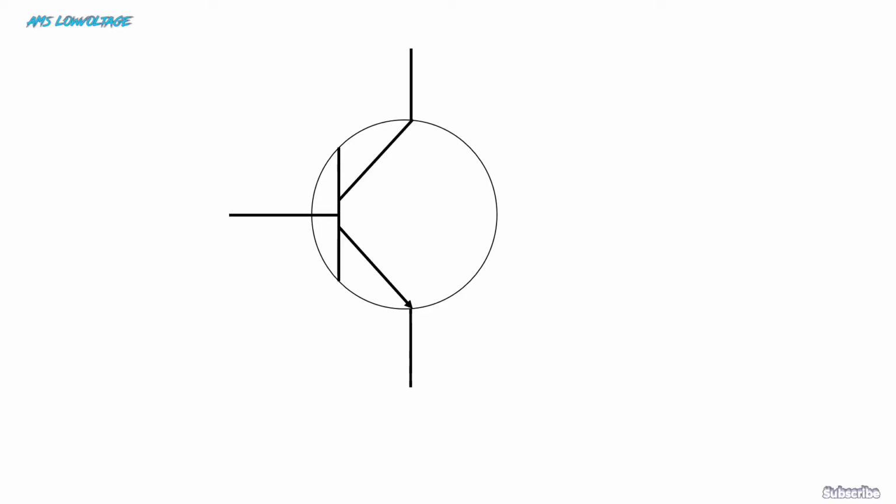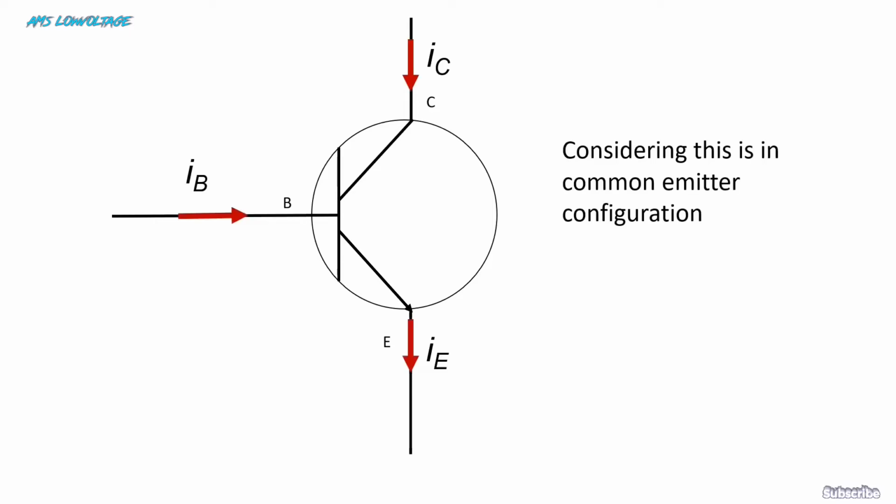This is an NPN transistor. It has 3 terminals: collector C, base B, and emitter E. I have indicated the current direction with the red color. The collector current is denoted by IC, the base current IB, and the emitter current is IE.